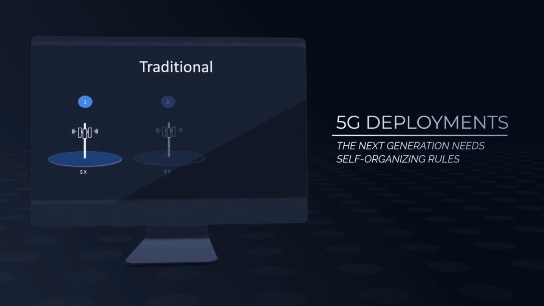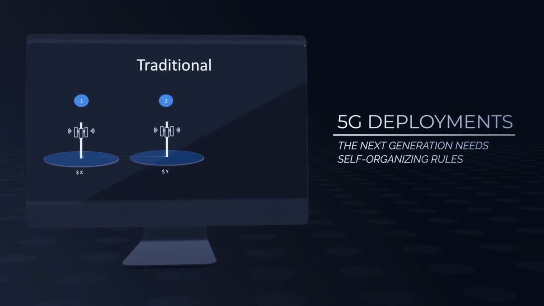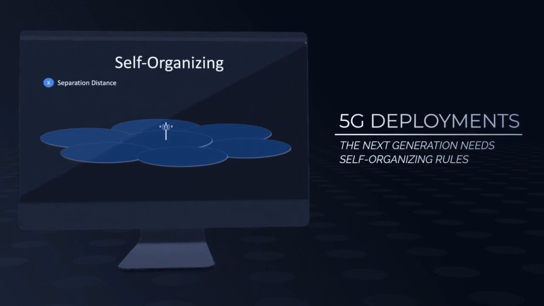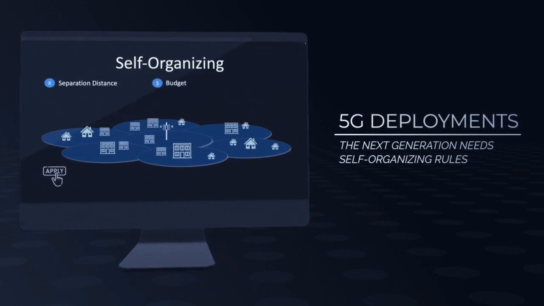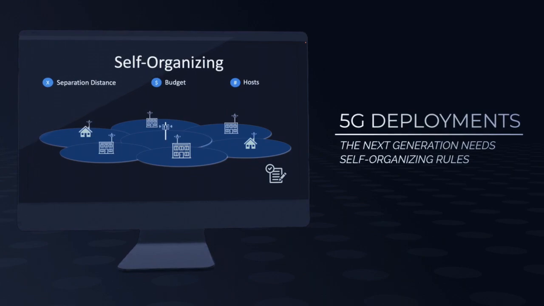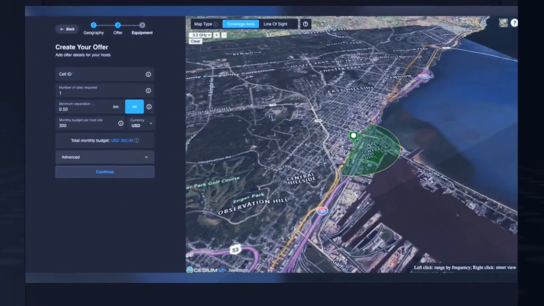Another problem is deployments. With so many new sites that need to be deployed in such a short time, new deployment strategies are needed. Instead of the traditional centrally planned networks, simple rules can be applied to encourage self-organizing networks. Let's look at the self-organizing rules.